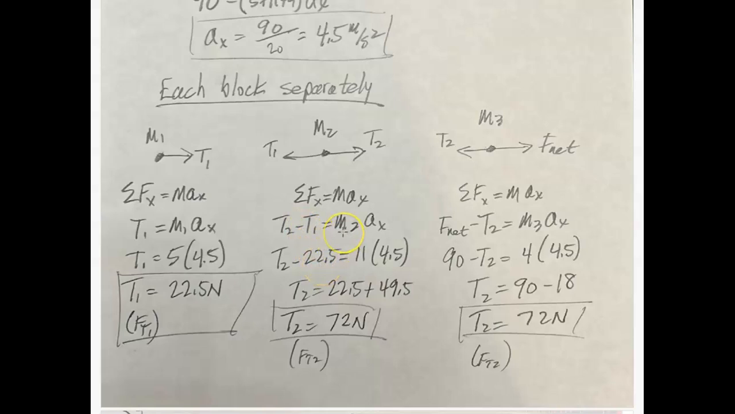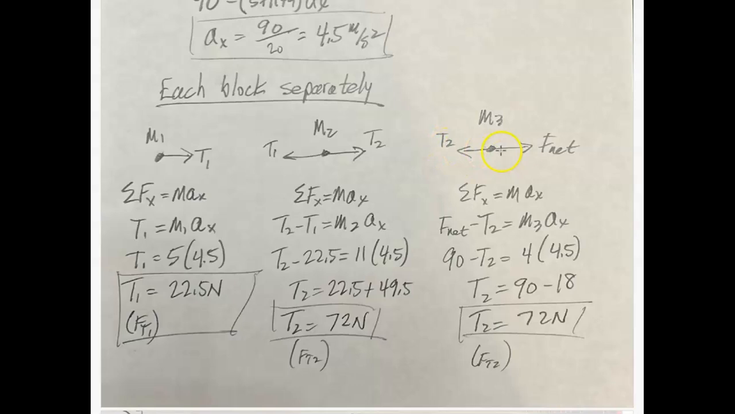I know the mass of block number 2 is 11 kilograms. I found the acceleration of the system, 4.5. I can solve that for T2. There's the math, and I get 72 newtons. If I had chosen mass number 3, I could have found T2 that way as well.